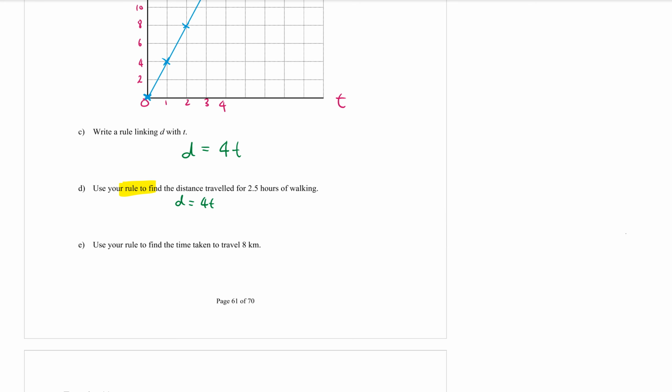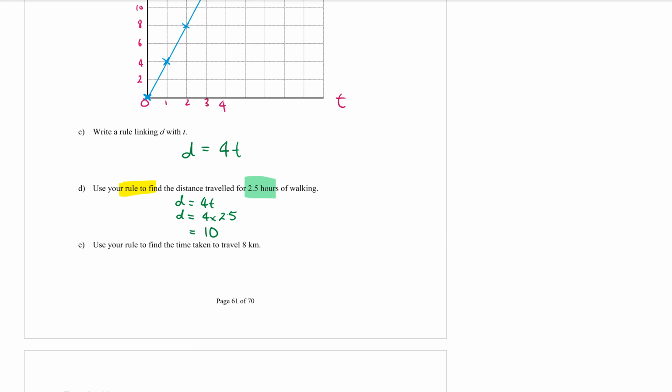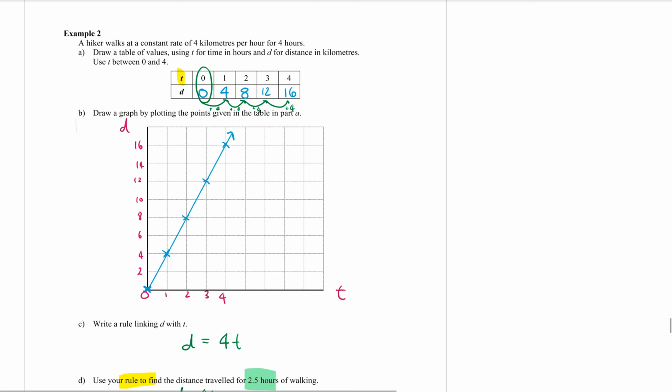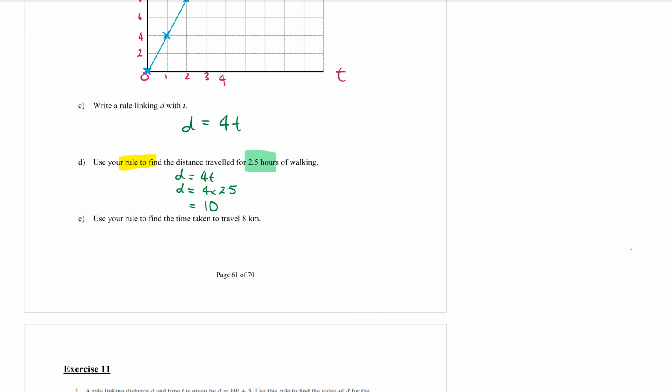My time is 2.5 hours. So I just want to substitute that in to my equation. So D equals 4 times by T, but my time is 2.5. So all I do is times those together. 4 times 2.5 is 10. We need some units there. Now, we're working at the distance, and the distance, it says up here in the question, is in kilometers. Okay, so he is going to walk 10 kilometers in 2.5 hours.